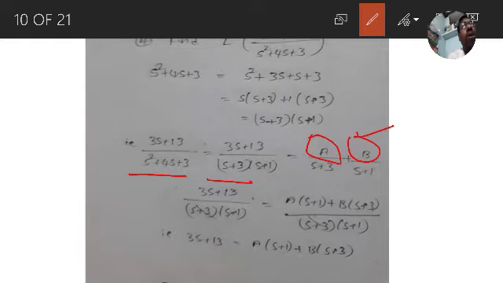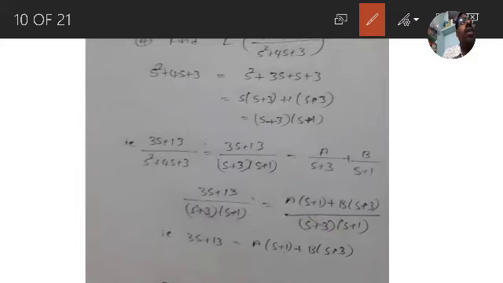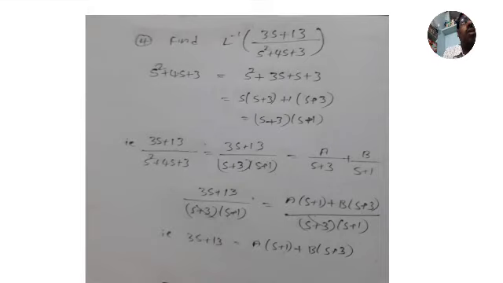To find A value and B value, take LCM and cancel the denominators and equate the numerators. What are the numerators? 3s plus 13 is equal to A into s plus 1 plus B into s plus 3. So we equated the numerators here. Now we have to find A value and B value. Unable to get in one slide, the next half of the problem is in the next slide.